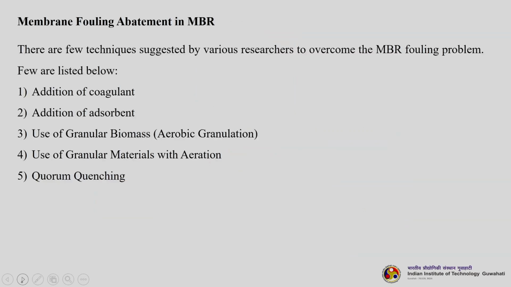in case of MBRs. So, how do you abate it, how do you reduce it basically? Though you cannot do away with it, you can reduce it, minimize it. There are a few techniques suggested by various researchers to overcome the MBR fouling problem. The first is addition of coagulant, which is very popular. Another one is addition of adsorbent, mostly a similar procedure, but two different materials. Then you have use of granular biomass, basically aerobic granulation, and then you can have granular material with aeration and quorum quenching. We will just quickly go through one or two of these things.